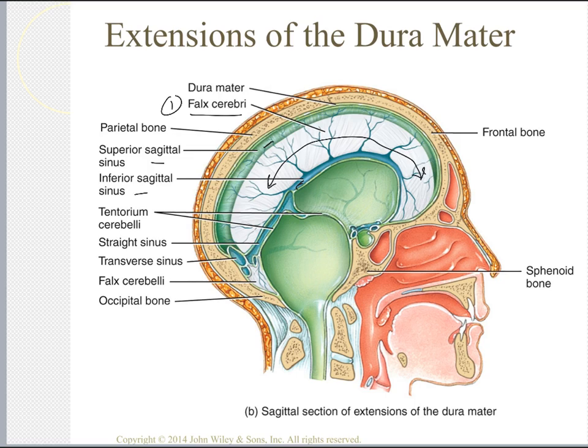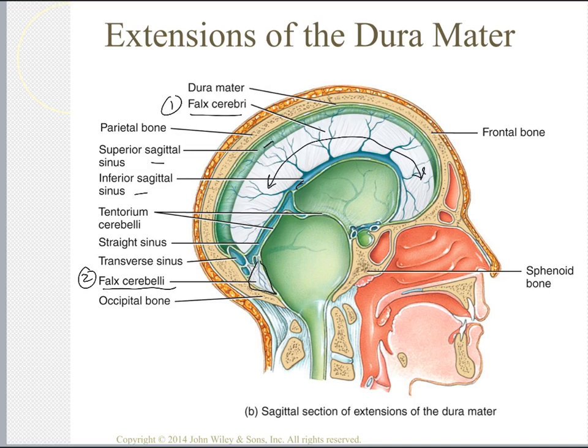Now, the next falx, so again, this goes in a longitudinal type of plane, is the falx cerebelli. So look, the falx cerebri separates the left and right hemispheres of the cerebrum. The falx cerebelli here separates the left and right hemispheres of the cerebellum.